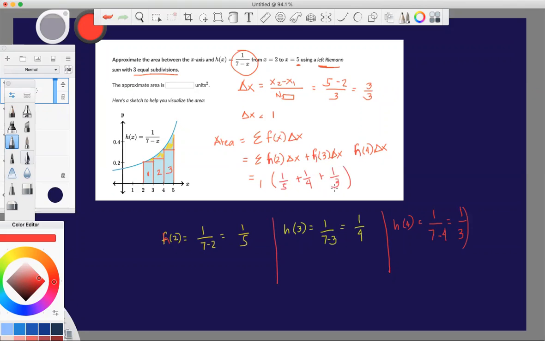So the LCD is 60, and that's going to give us, I believe, 47 over 60. That's going to give us a total of 47 over 60. Yeah, I think it's 47 over 60 square units.